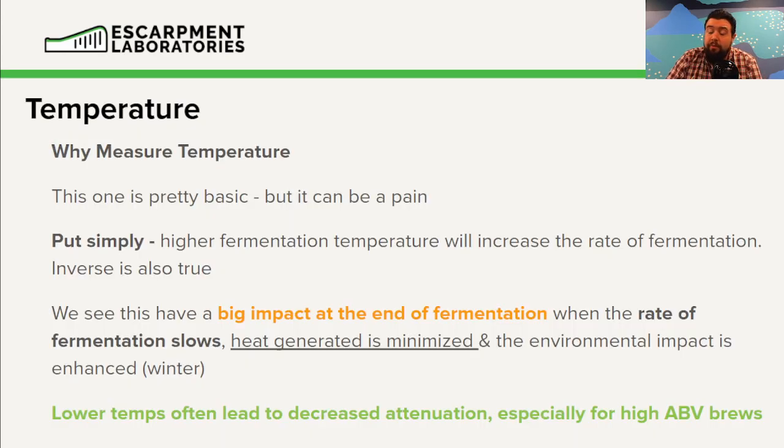And another one that should be pretty self-explanatory, but there's been a few cases I can think of where this hasn't happened, and that's temperature. So why measure it? Put simply, higher fermentation temperatures will increase the rate of fermentation. The inverse of this is also true. Colder fermentations will decrease the rate of fermentation, slowing it down. This is really important for us to know.